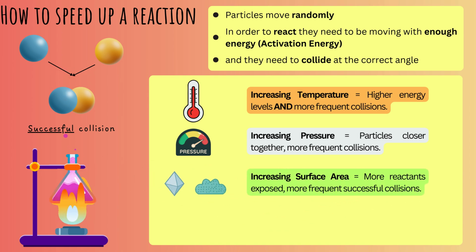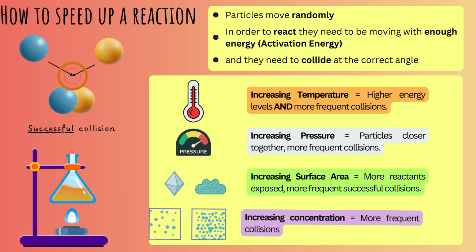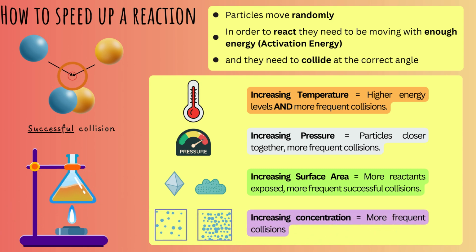We can also increase the surface area. In a block of solid, only the outside surface can react, but if we break it down into a powder, each individual grain is now exposed, dramatically increasing the surface area. This means more reactant particles are exposed and more successful collisions can occur. And finally, we can increase the concentration. The more reactant particles we have together, the more frequent collisions will occur.